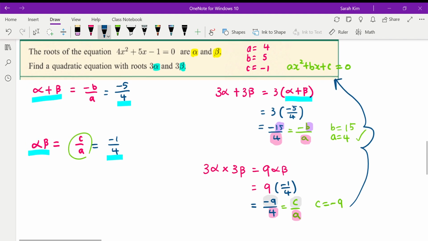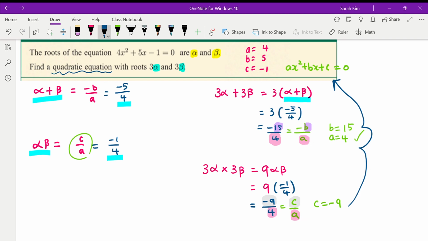So find the quadratic equation. All I have to do is write my final quadratic equation. So therefore, it's going to be ax squared plus bx plus c, but using our new values. So a is 4, our b was 15, and then my c is negative 9. So this is the quadratic equation that they were looking for.